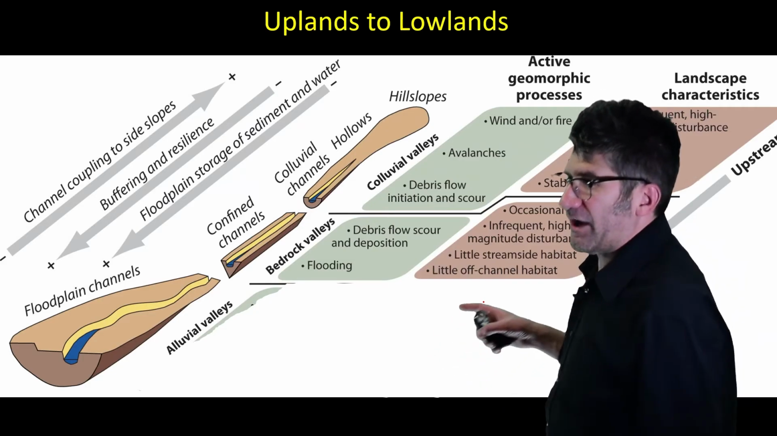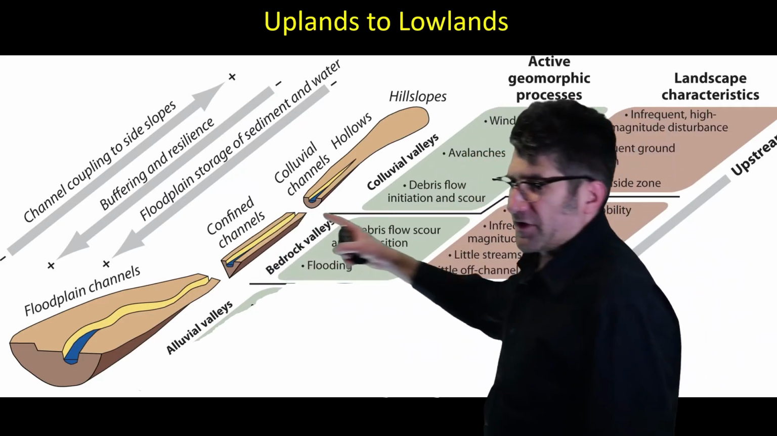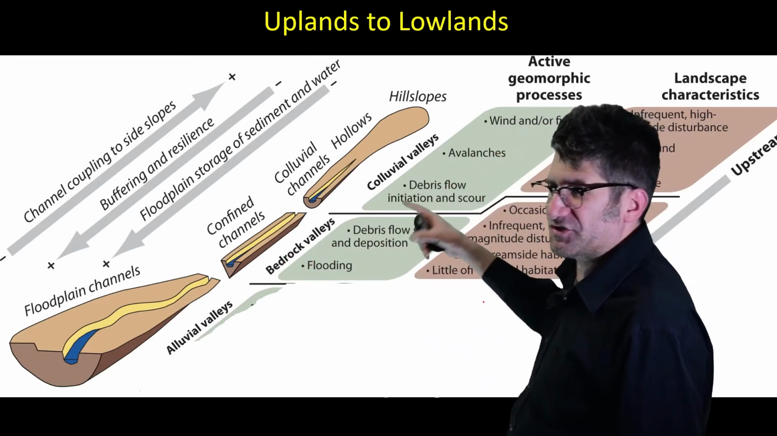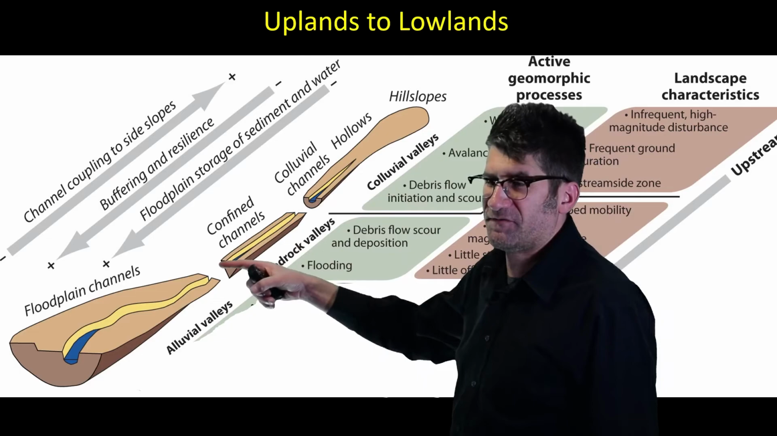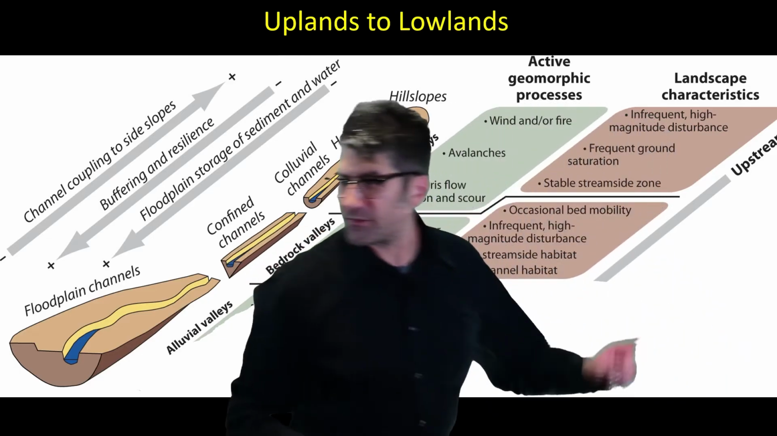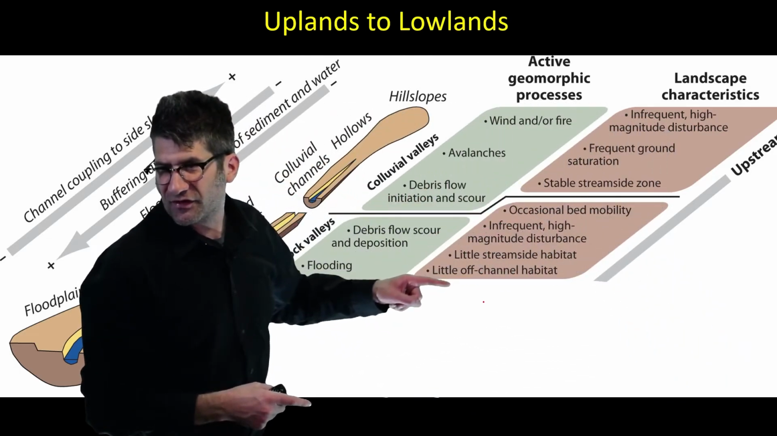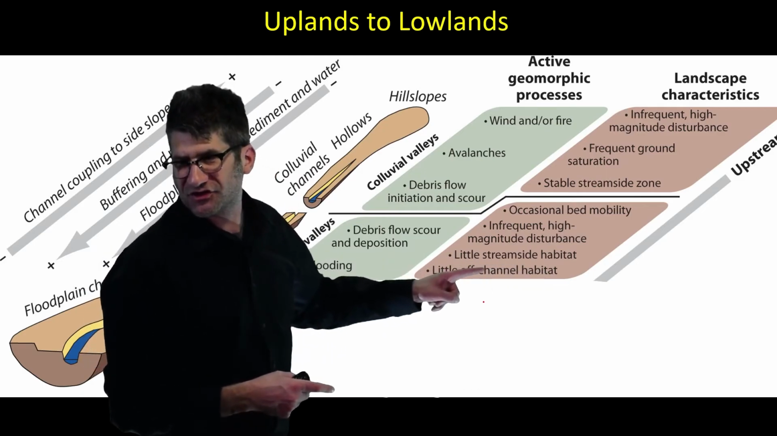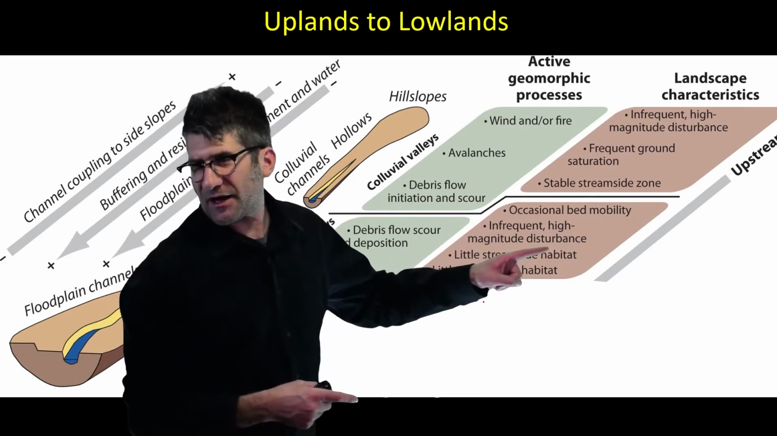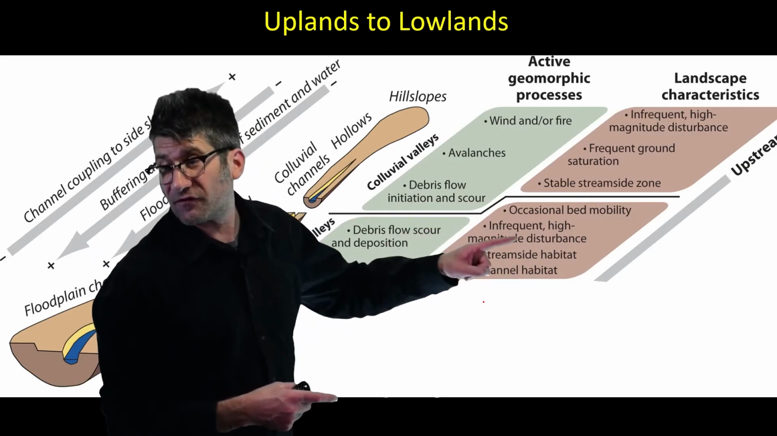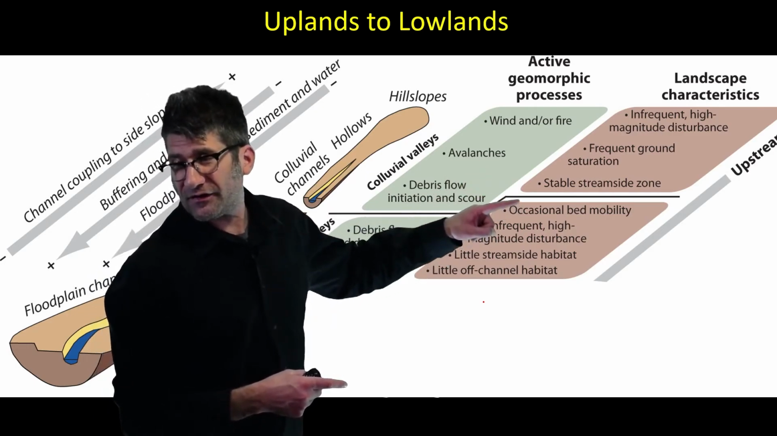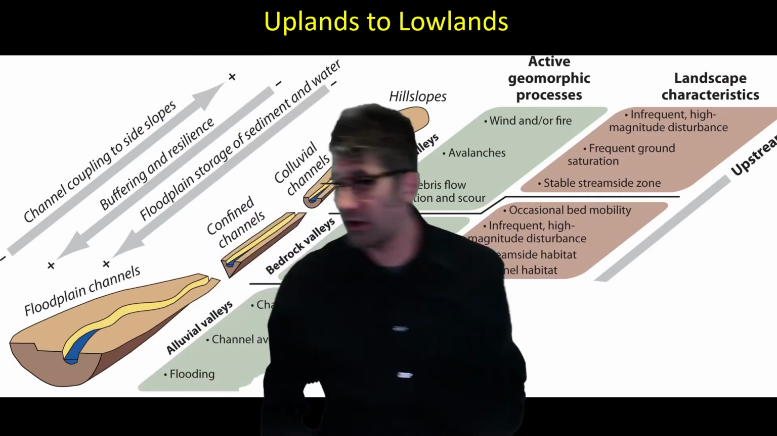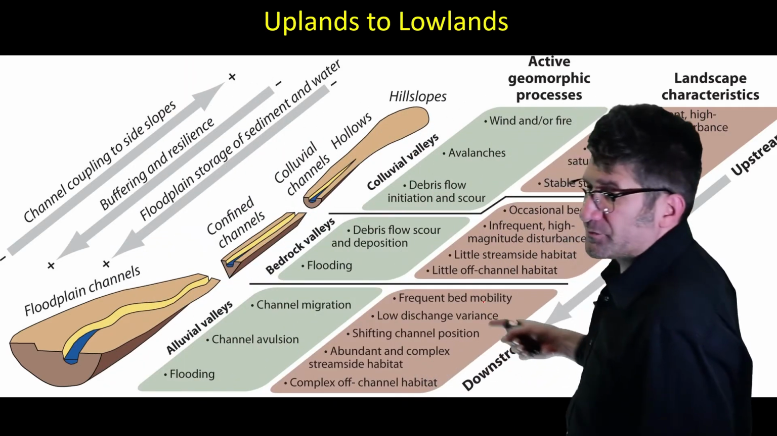As we move down, we'll be in our confined channels, where we'll have debris flows that are being deposited, not where we have initiation of debris flows, and where channels are going to be filled up and overbanking. In terms of landscape characteristics, we'll have a confined channel, so we won't have much habitat on the channel, and we'll have infrequent high magnitude disturbances associated with floods. And once in a while in these confined reaches, we'll have bed mobility when we have big storms that can get stuff rolling along.